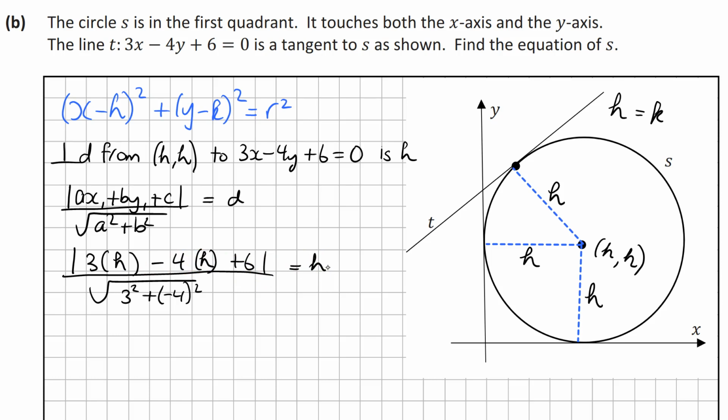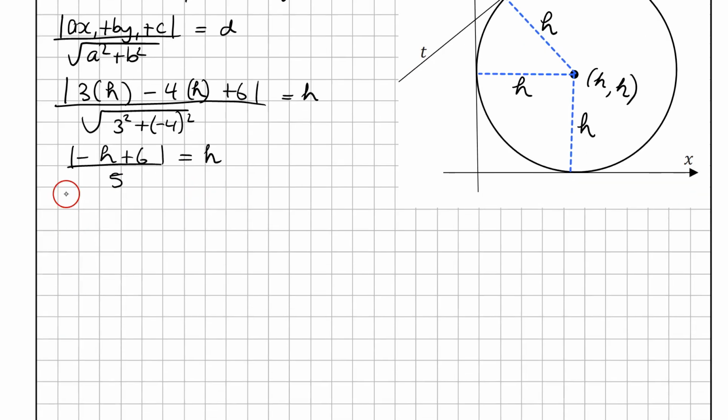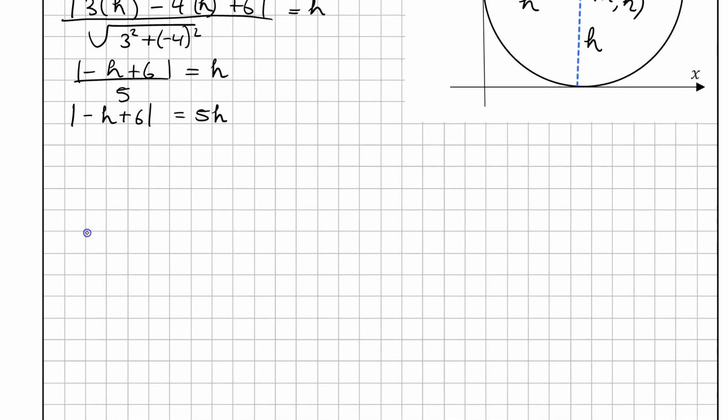Now working this out on top, I have -h + 6. On the bottom I have 3² is 9, plus 4² is 16, so 16 and 9 is 25. The square root of that is 5. Not forgetting my absolute values, equals h. Okay, so then I have that |-h + 6| = 5h. Okay, so we'll take two cases. -h + 6 could be positive, or -h + 6 could be negative. So there's our negative version, or it could be positive.